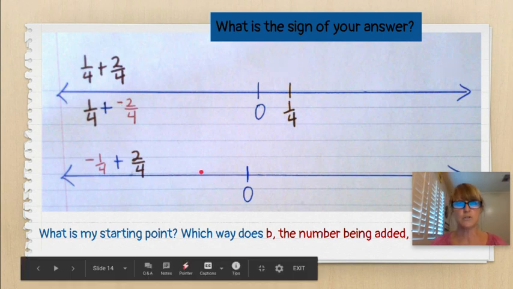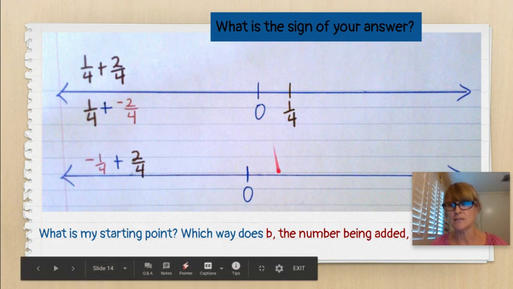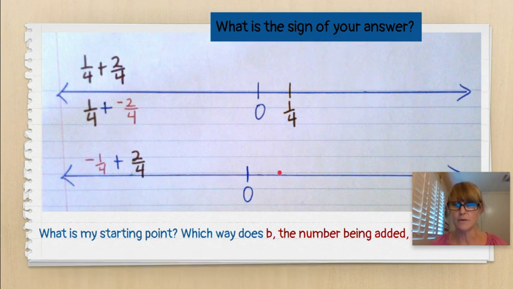Let's try this one. Oh, I forgot to put it on this paper. Start at negative 1/4, which would be over here, and we're going to add 2/4. So we're going to go forward 1/4, forward another 1/4. That would give me 2/4, and that will land me at positive 1/4. Again, you subtract. 2/4 minus 1/4 is 1/4. But this time it's going to be positive because this number is bigger. The bigger number kind of eats the other number.